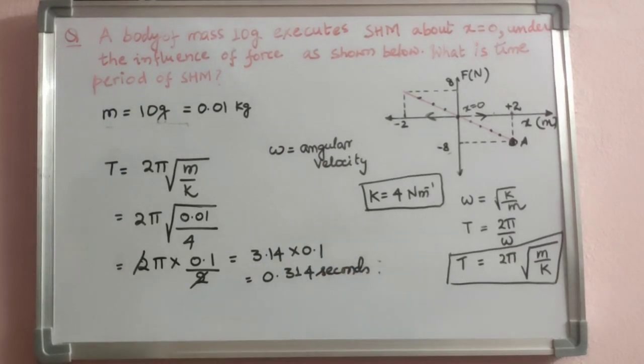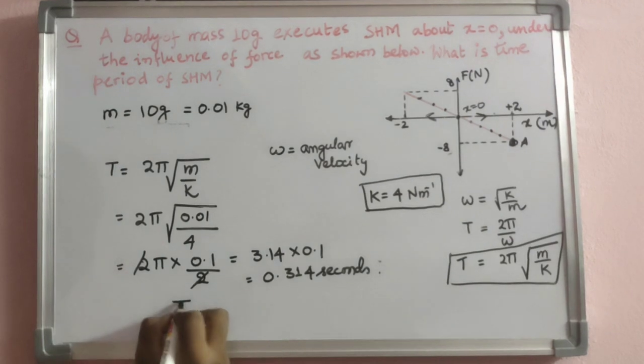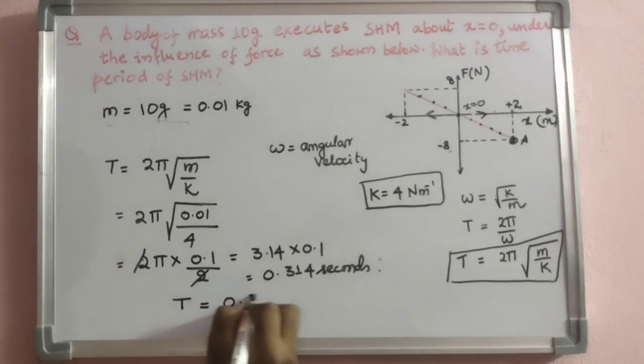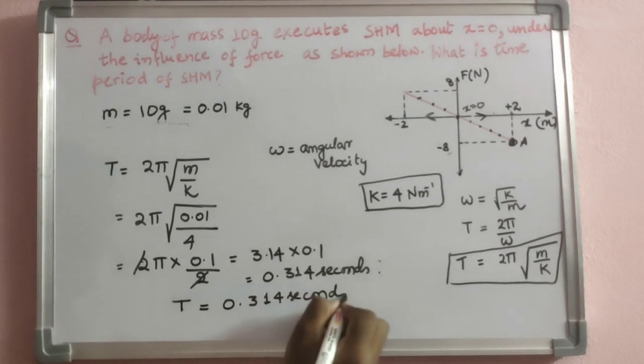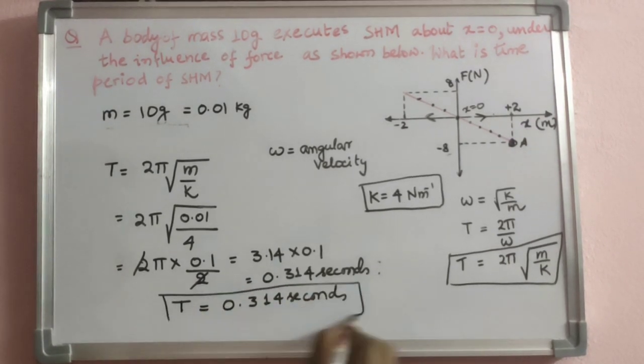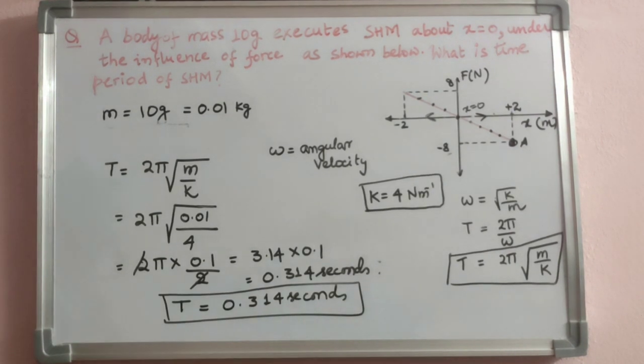So what is the time period of this oscillation? Let me write it clearly. T is equal to 0.314 seconds. So this is the time period. I hope you have understood it.